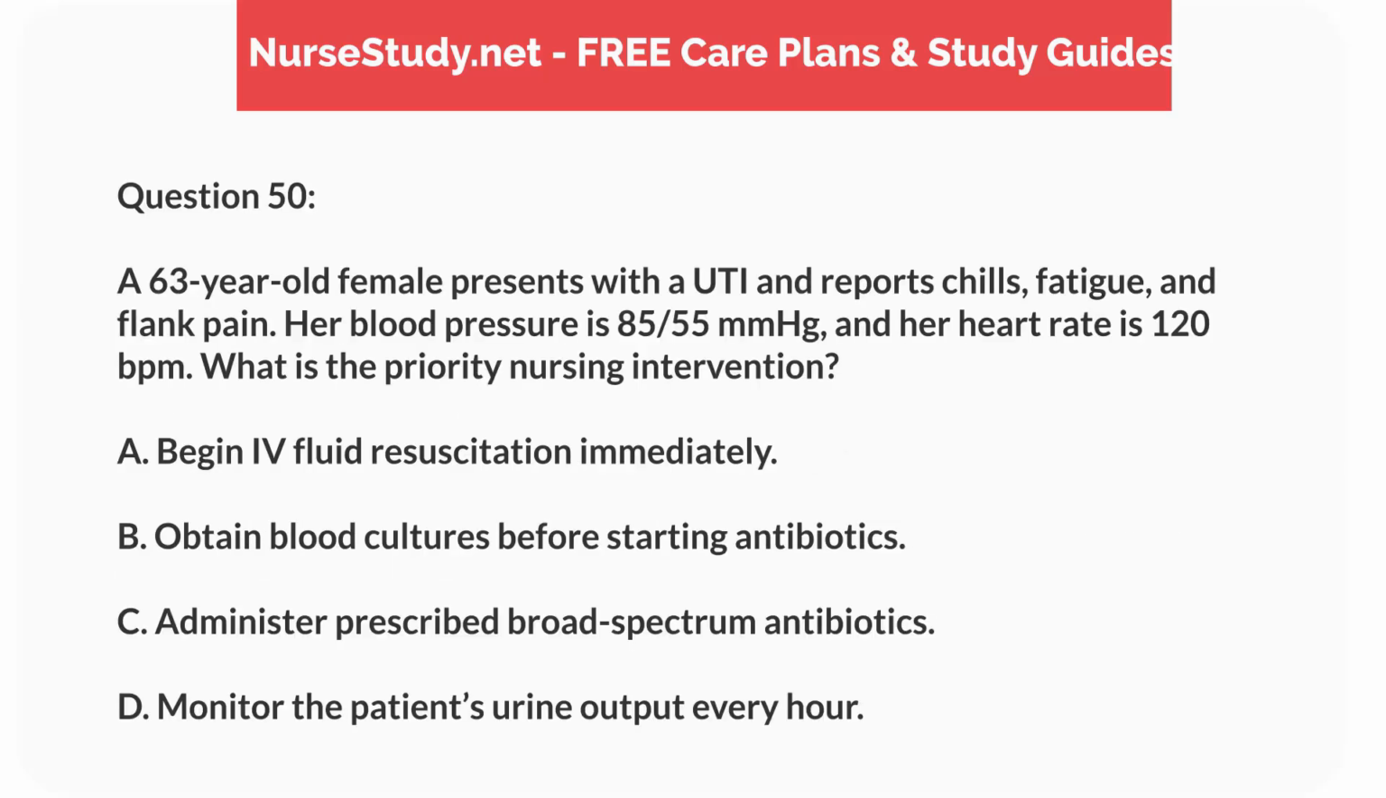Question 50. A 63-year-old female presents with a UTI and reports chills, fatigue, and flank pain. Her blood pressure is 85/55 mm of mercury, and her heart rate is 120 beats per minute. What is the priority nursing intervention?